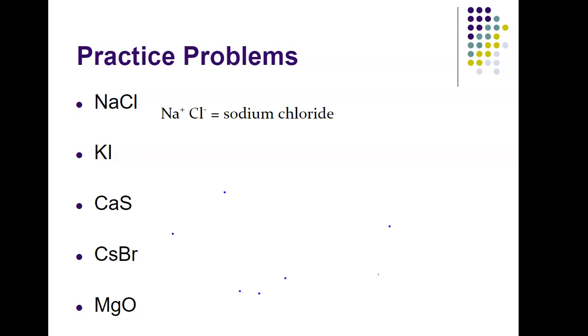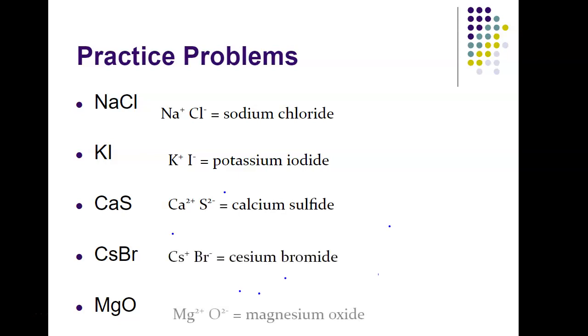Same thing for my next one. I pull it apart, and I get K+ and I-. I name each component: potassium iodide. Okay, here we have calcium sulfide, cesium bromide, and magnesium oxide. Again, I'm naming each component.